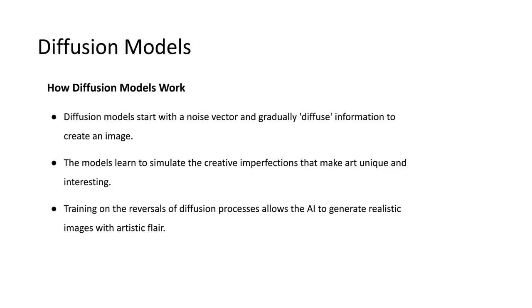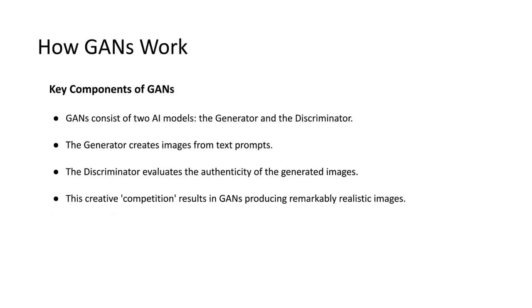GANs, or generative adversarial networks, are like an artist's studio fueled by constant competition. Here's a closer look at the fascinating dynamic between the two AI models at play. Imagine a highly creative but perhaps slightly whimsical artist. That's the generator. It takes textual descriptions as its muse and uses its knowledge of real images to conjure up new pictures. The generator constantly experiments, churning out a variety of images based on its interpretation of the prompt.